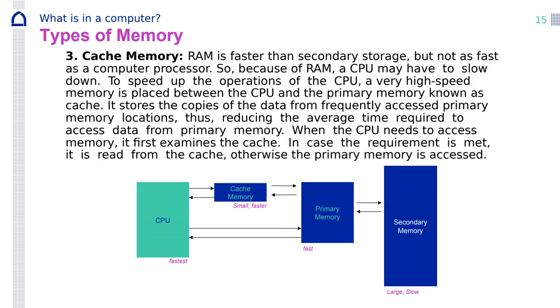Then we have also cache memory, most expensive memory. It's very close to the CPU. Okay. And it is very fast.